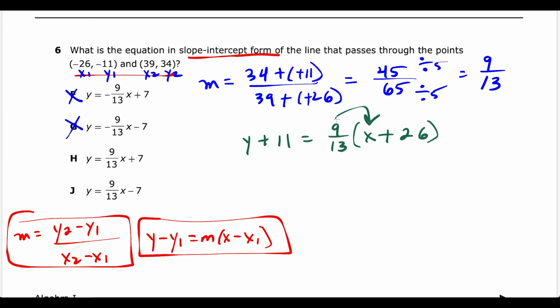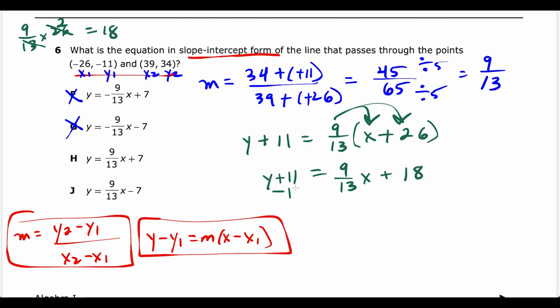And now I just distribute here. I'm solving for y. We have 9 over 13 times x plus, and I'll do that off to the side here, 9 over 13 times 26. I could use a calculator for this, or I could just say 26 over 13 is 2, and then 9 times 2 is 18. So I have 9/13 x plus 18, and we have y plus 11. To solve for y, just subtract 11 on both sides. Now you've got y equals 9/13 x plus 7, which matches choice H.